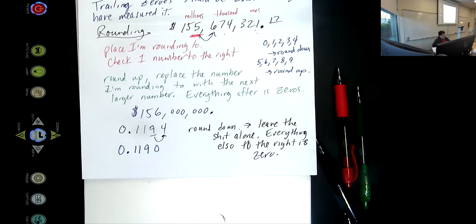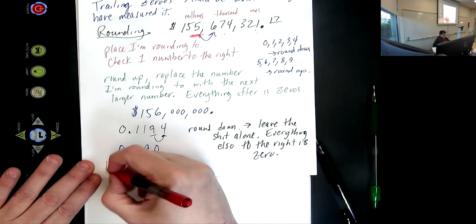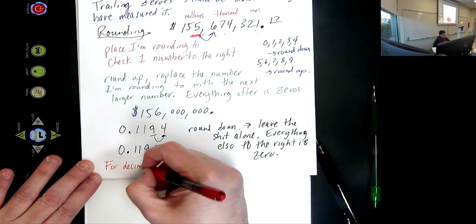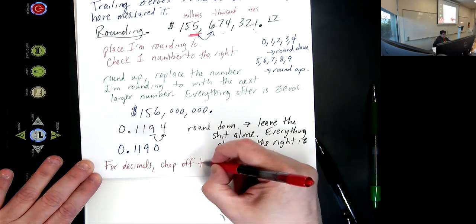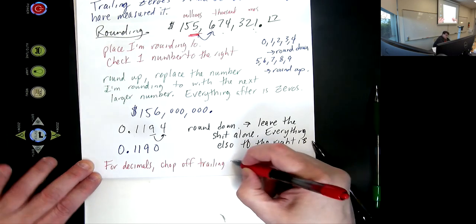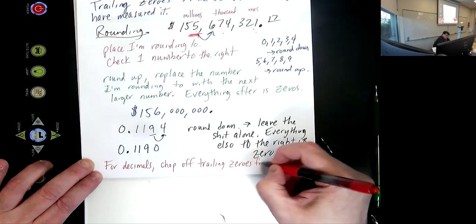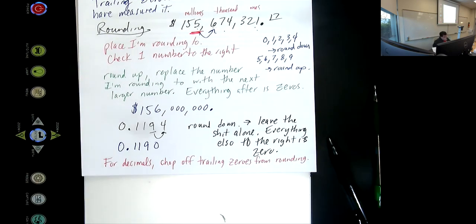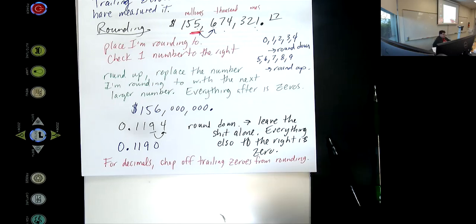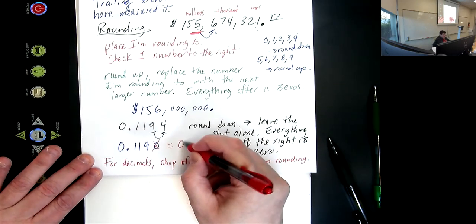And now, when you have decimals, you chop off the trailing zeros from rounding. They are not significant. In fact, they would indicate, if you tried to use it for measurements and it mattered, that your part wouldn't fit. So I'm going to chop this off, and this would just be 0.119.